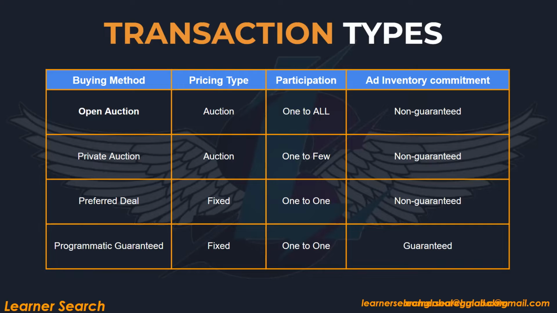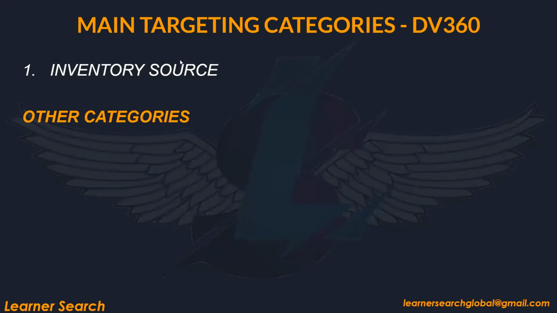Programmatically, DSPs purchase inventory from exchanges through various buying methods. One is open auction, another is private and preferred deal, and private and preferred deal can both be called PMPs, and another one is programmatic guaranteed. I have explained all these transaction types in detail in my previous videos. In inventory source, with the help of ad exchanges and by following various buying methods, advertisers or inventory buyers fulfill their requirements with the help of DSPs.